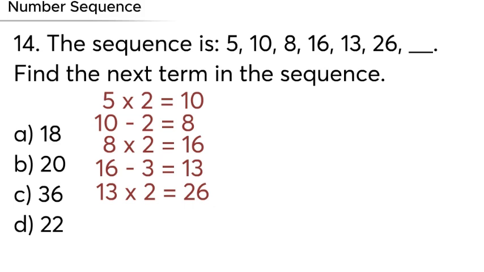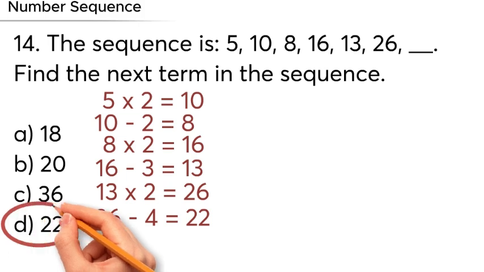The sequence alternates between multiplying by 2 and subtracting. First multiplying by 2 and subtracting 2, and then multiplying by 2, next is subtracting 3. Therefore, the next is multiplying by 2 and subtracting 4. This is consecutive to subtracting 2 and 3. Thus, the next term is 26 minus 4, which is 22.